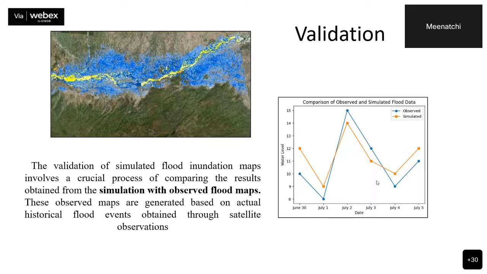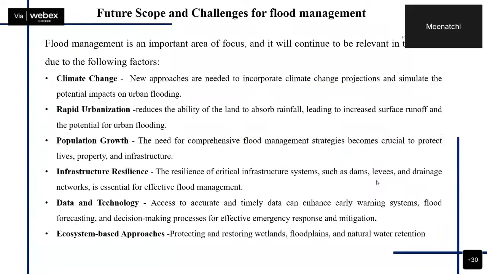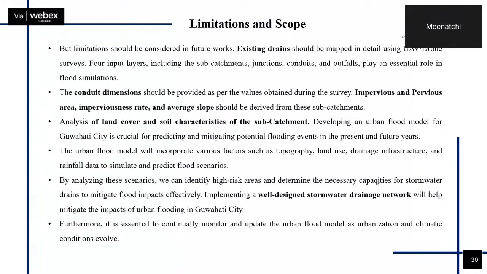And the future scope and challenges: these are the future scope that should be considered, like climate change, urbanization, and population growth, as the resilience of critical infrastructure systems like dams and drainage networks is very essential for effective flood management. And these are the limitations and scope.